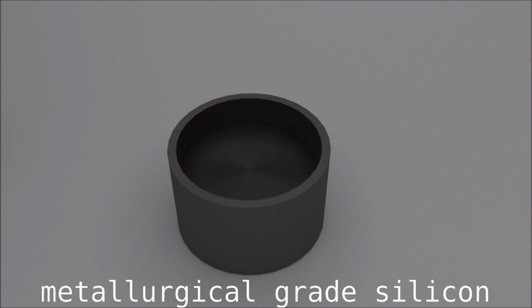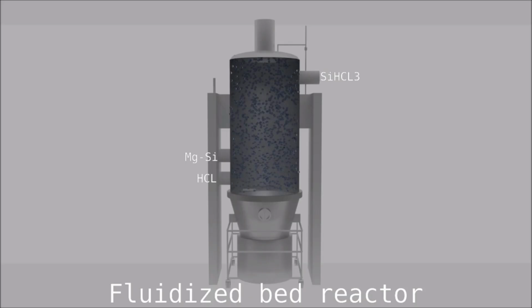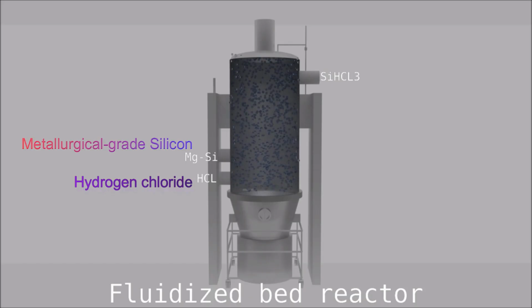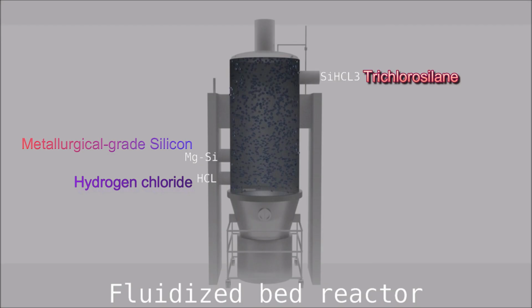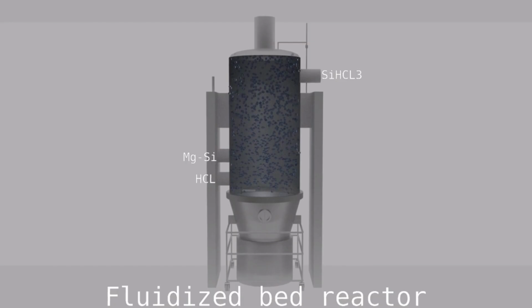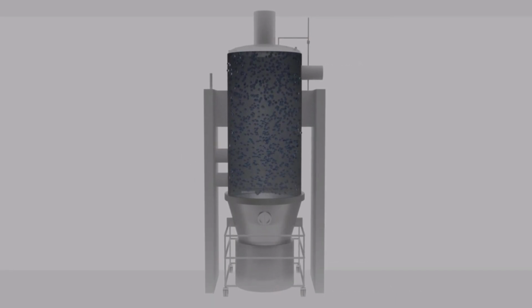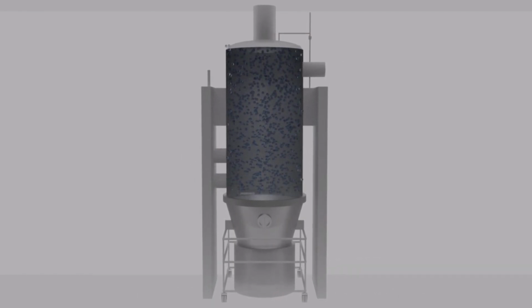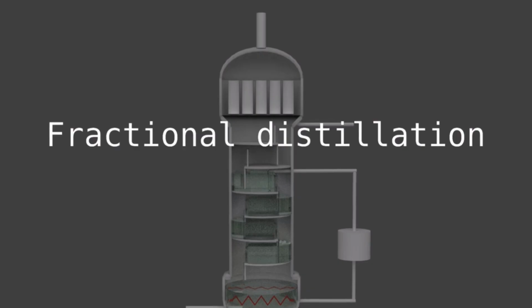The metallurgical grade silicon is first crushed into smaller fragments. It's then reacted with hydrogen chloride gas at high temperature, producing silicon-containing compounds such as trichlorosilane. This step is extremely important because once silicon is transformed into a gaseous compound, it becomes possible to purify it much more efficiently through fractional distillation.